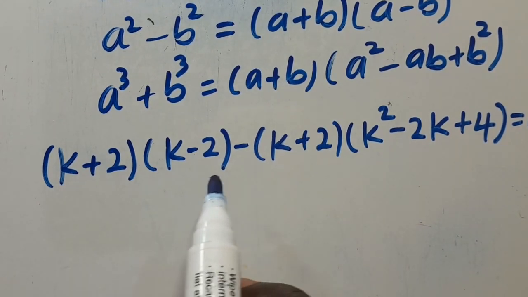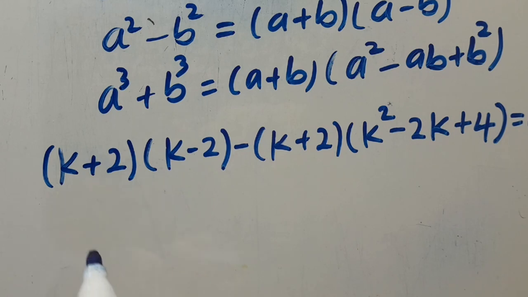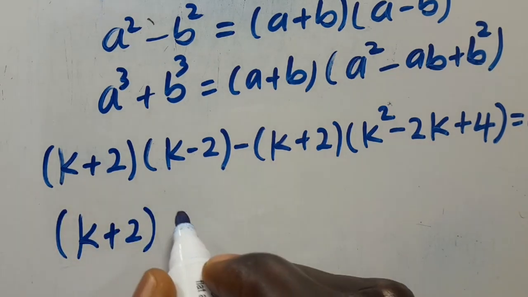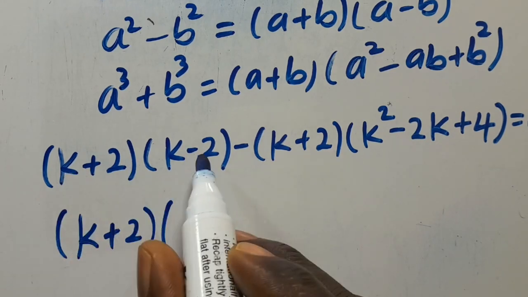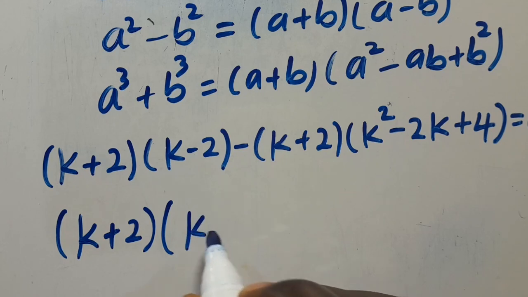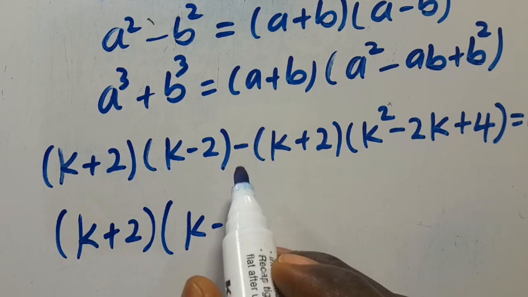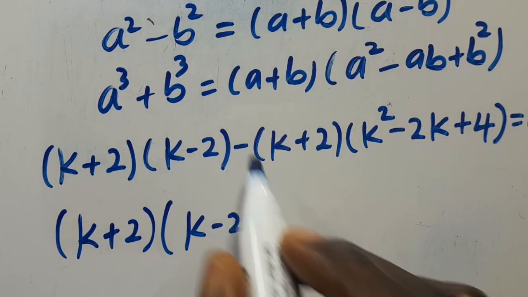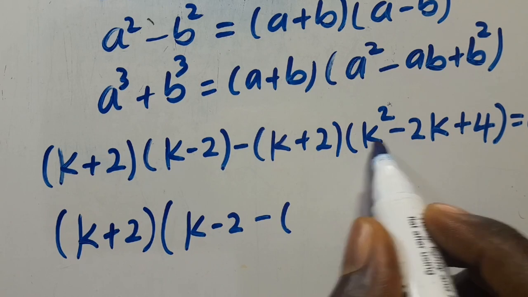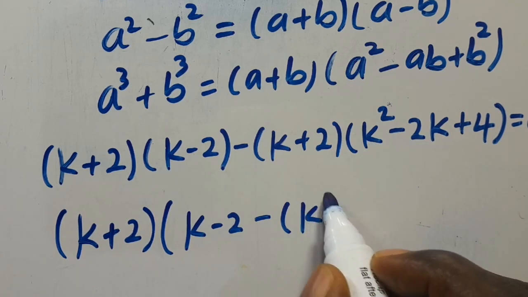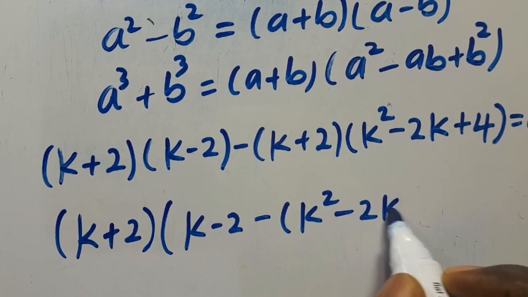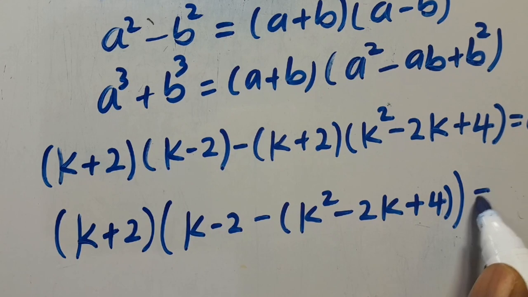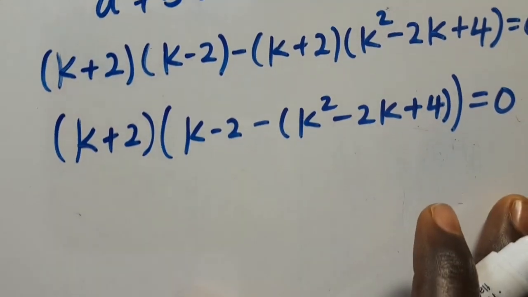Then from here, we can see that we have k plus 2 in common. So we have k plus 2 by factoring it out. So we open another bracket. The whole of everything here divided by k plus 2, we only have k minus 2. Mind you, the whole of everything here divided by k plus 2, all in bracket. Remember we have minus here. We only have this left: open bracket, k squared minus 2k plus 4. Then we close it. Then we also set everything equal to 0.